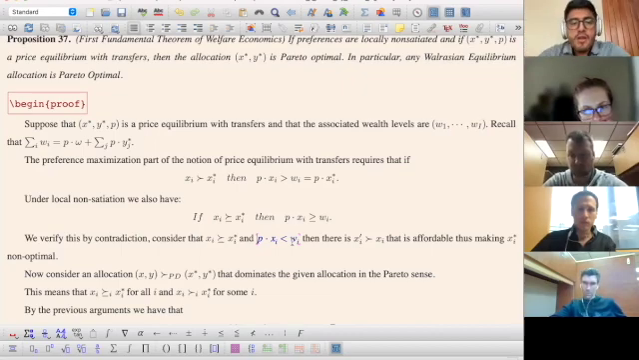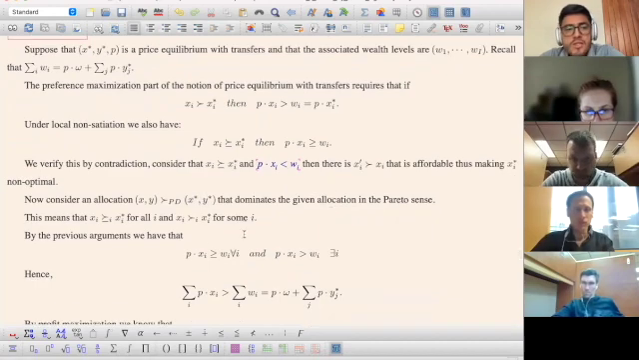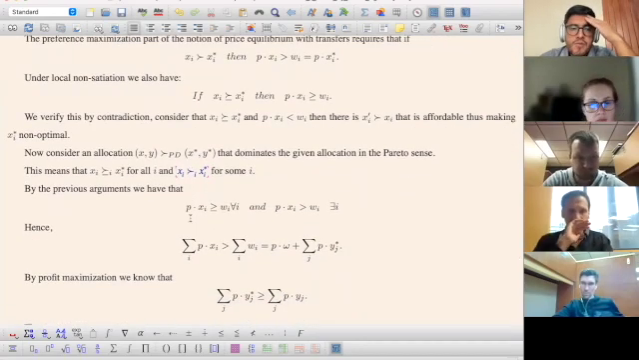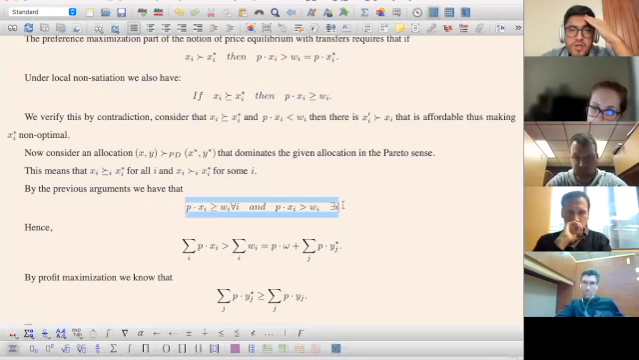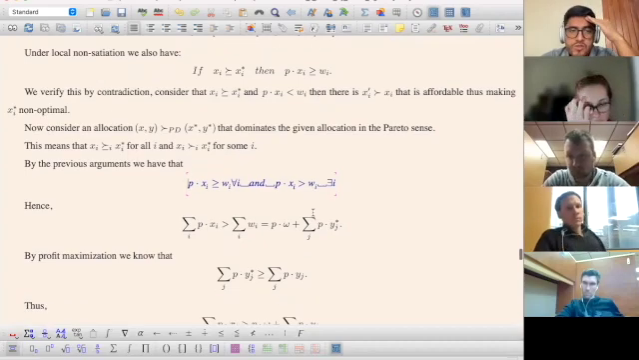So this is impossible. Now consider this allocation X, Y, that Pareto dominates the X star, Y star in the Pareto sense. And this means that Xi is weakly better than Xi star for every individual. And then there is one individual for which Xi is strictly better. That's the definition of Pareto dominance. Now, by the previous arguments, this inequality must hold for all individuals, and for some individual, this inequality holds strictly, sorry, not strictly positive.